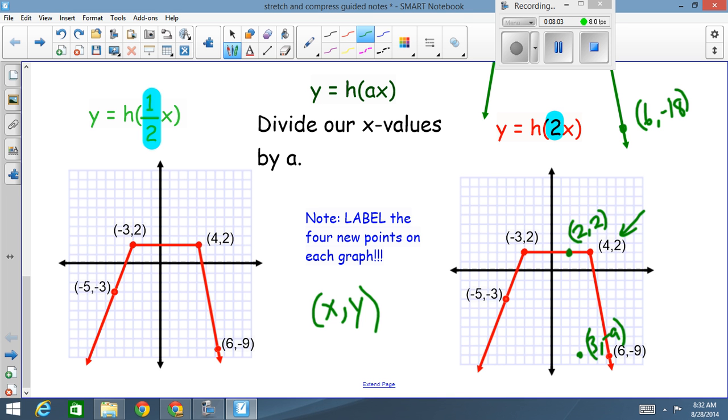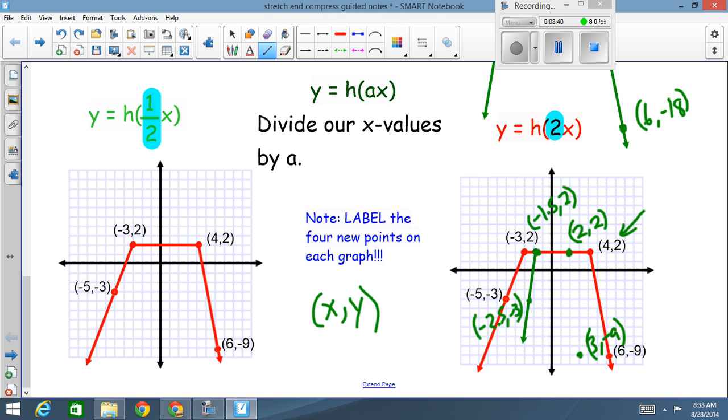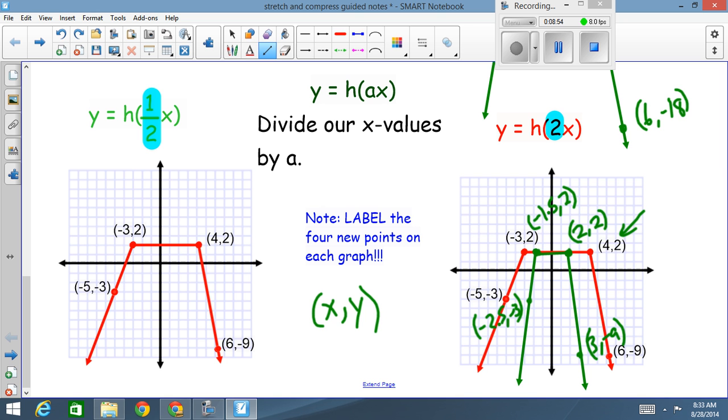Okay. Now we have to deal with a few little fractions here. So negative 3 divided by 2 is negative 1.5. So that's going to move me into here. And then negative 5 divided by 2 is going to give me negative 2.5. That moves me into here, negative 2.5, comma, negative 3. So I've divided all my x values by 2. So now I'm going to go ahead and connect these dots. This also turns out to be a bit of a stretch. And I'll go ahead and also throw this line in here. Okay. Now, that takes care of that.